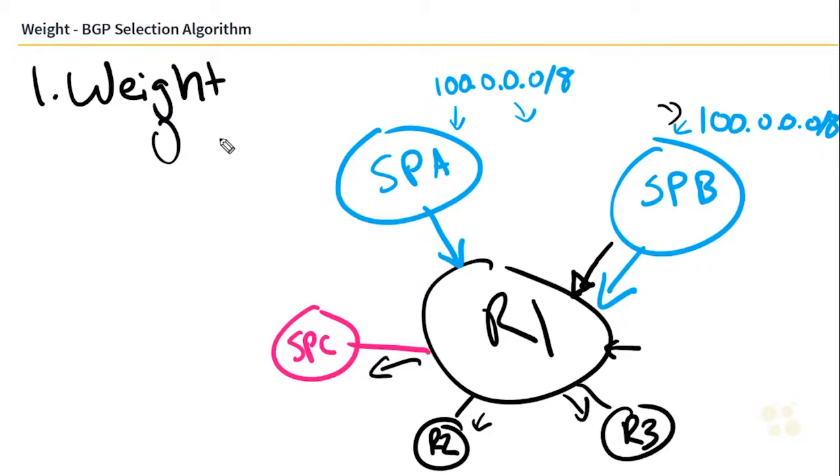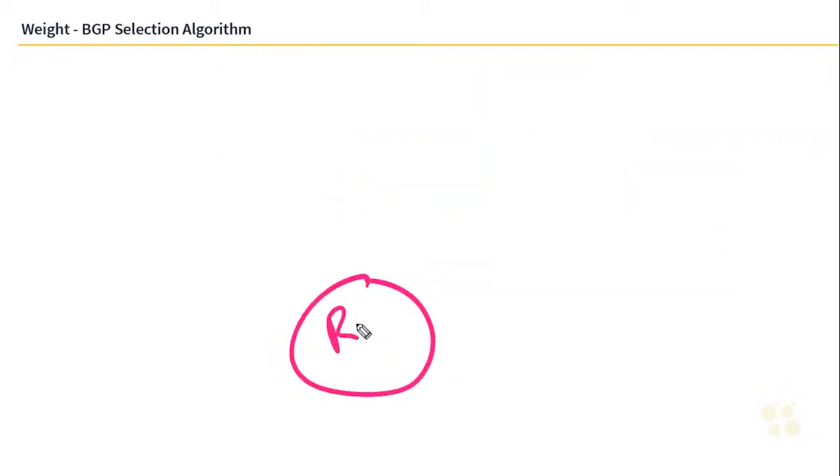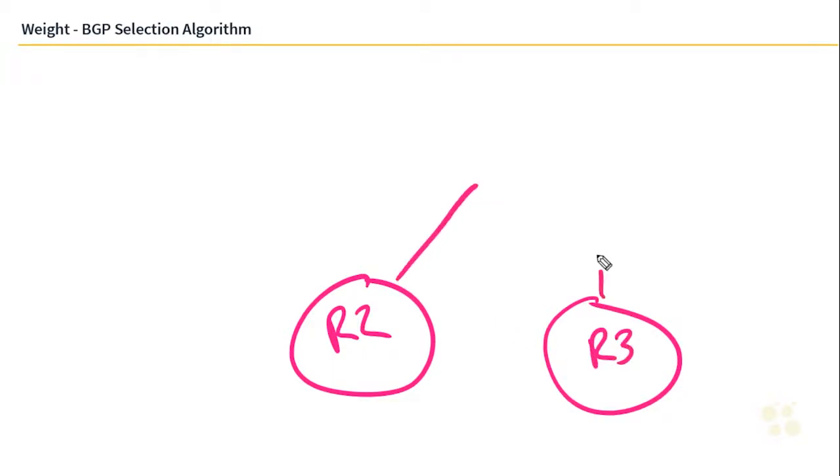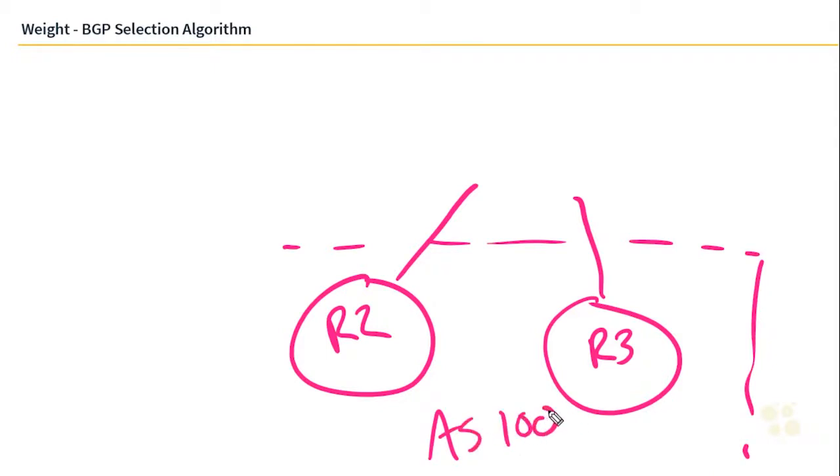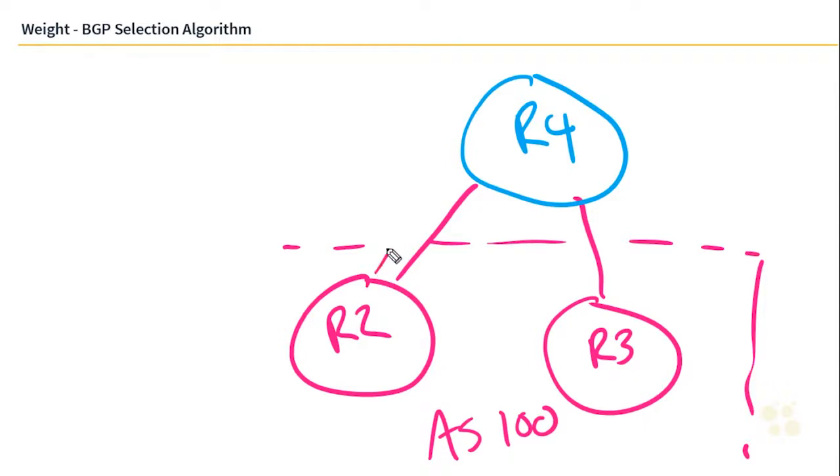Let's draw up a perfect scenario as to why we would implement weight. In our virtual lab, we had R2 and R3 as part of AS100. So if I draw a little dotted line here, we'll say this is AS100. Then at the top of this topology, we had R4. When R2 and R3 advertised routes upwards towards R4, it had to choose which path it liked best. And later down the line, we'll talk about how it got to this point, but R4 was choosing R2 as the best path, when it actually wasn't.